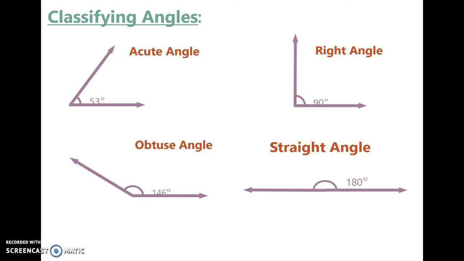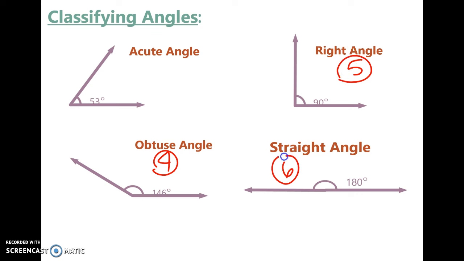So then we have different ways to classify angles. These are numbers 4 through 7 on your paper. We'll start with number 4. Number 4 is obtuse angles. These angles are more than 90 but less than 180. Number 5 is right angles, which have to be 90 degrees.